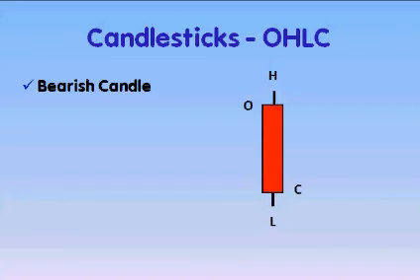A bearish candle is indicated by a red body, with the open price represented here by the top of the real body, high price represented by the top of the upper tail, low price represented by the lower point of the lower tail, and price closing at the base of the real body here.